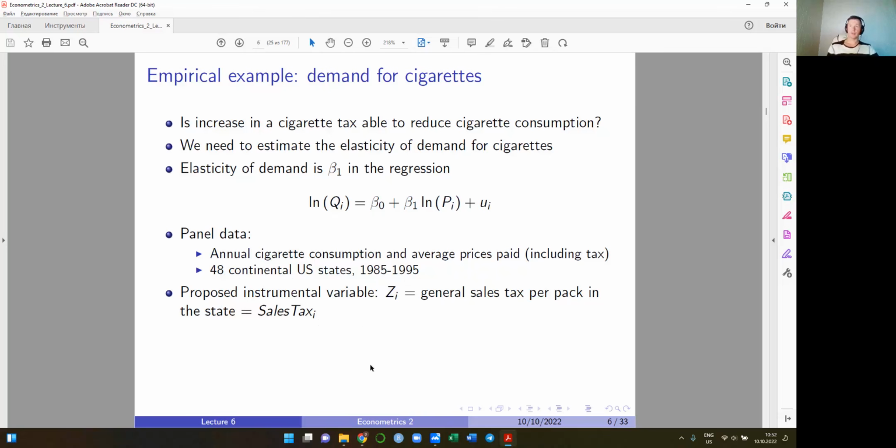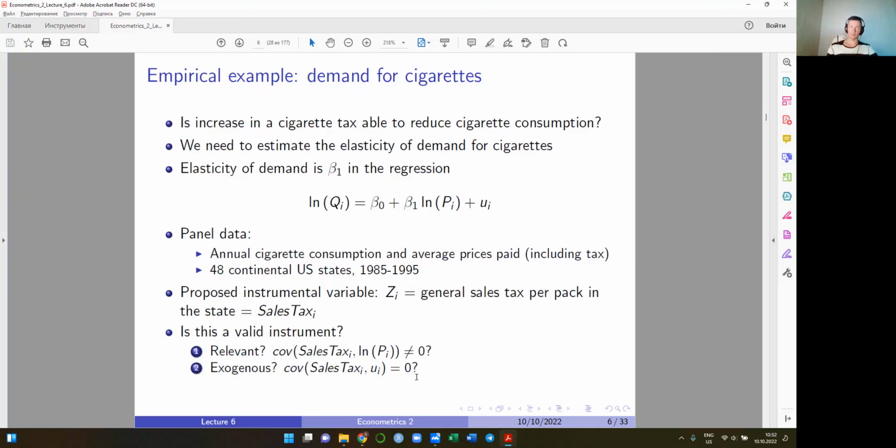The question is why this sales tax is going to be a valid instrument. Let's try to think about this. Well, is this relevant? Is the covariance of sales tax and price non-zero? I guess it's obvious, right? So the higher the tax, the higher the prices are going to be. The more difficult question is this: is sales tax exogenous to the quantity demanded?